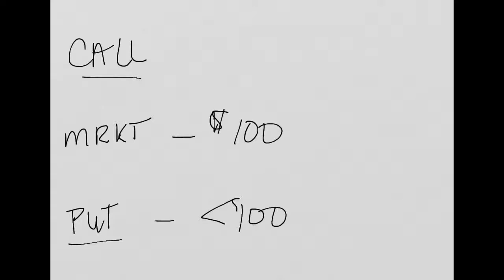An out of the money option simply means that if you're selling a call, you're selling it above where the market currently trades. And if you're selling a put, you're selling it below where the market currently trades. So if the market currently trades about $100, you're going to be selling puts that are less than $100. And for calls, you're going to be selling them above $100.